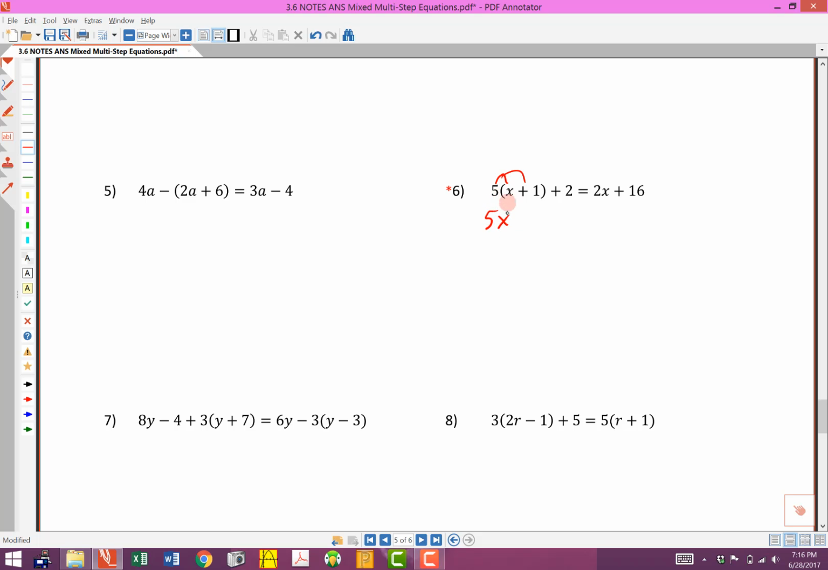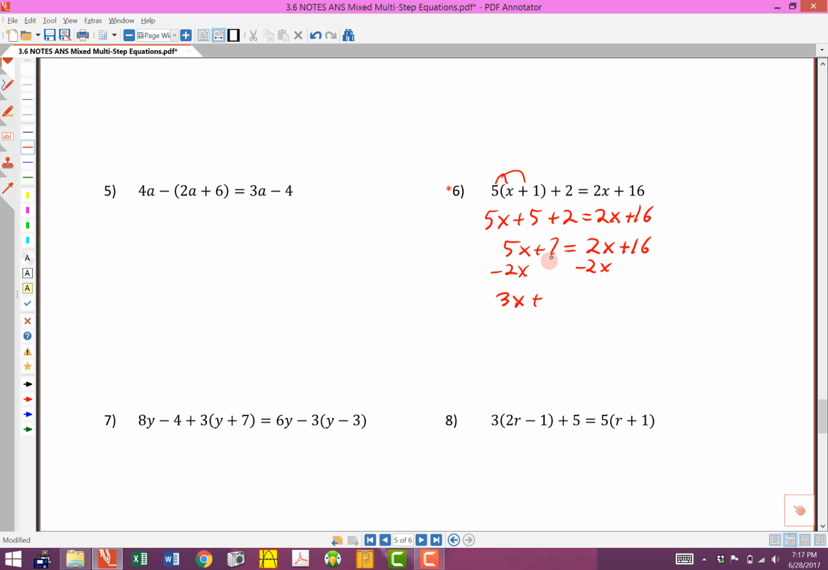So 5 times x is 5x, 5 times 1 is 5, and then we've got the plus 2. Now, I don't mind if you skip a little bit of work here, like if you could see, oh, I'm going to add those together so I end up with 7, that would be totally okay. That might save us a line of writing. And then we've got a 5x and a 2x. I'm going to move the smallest one. Again, that's going to make a positive coefficient, which is really nice.